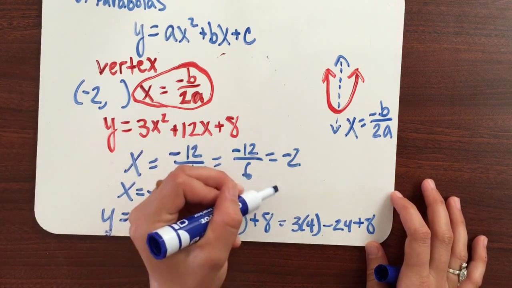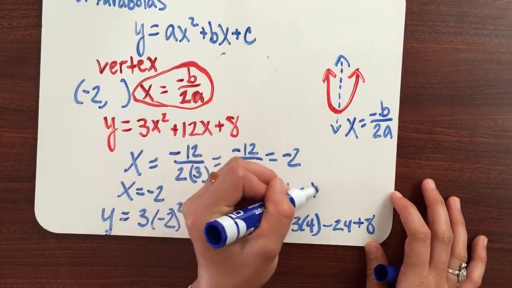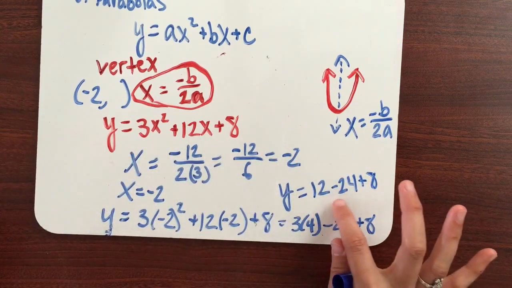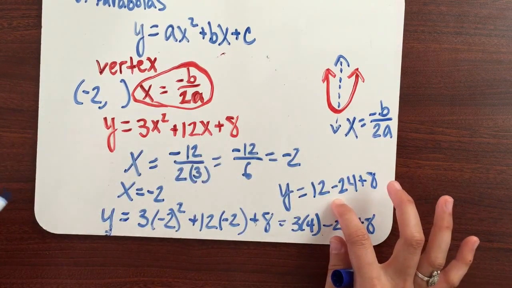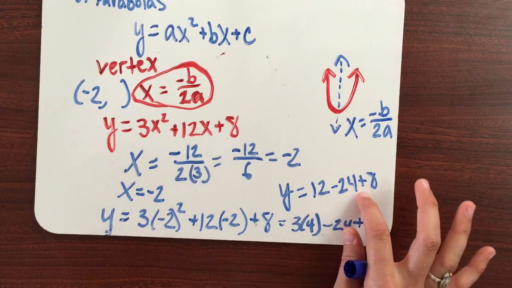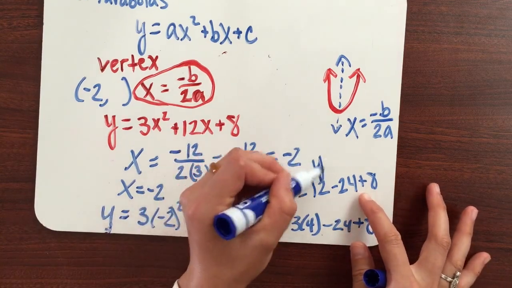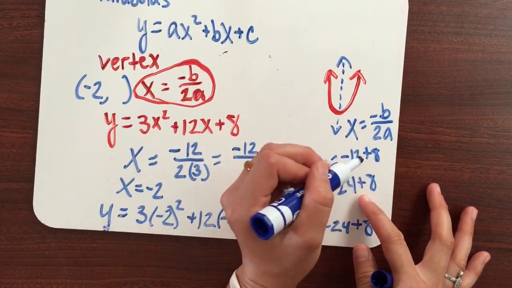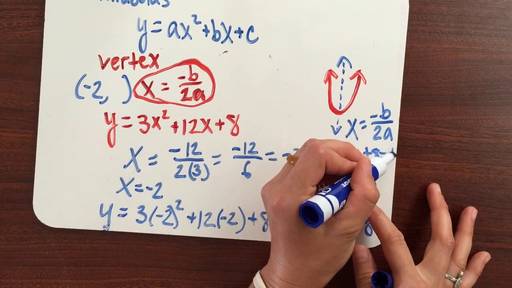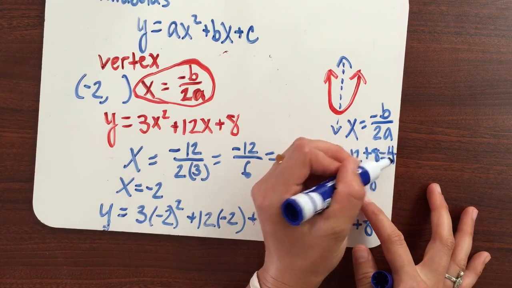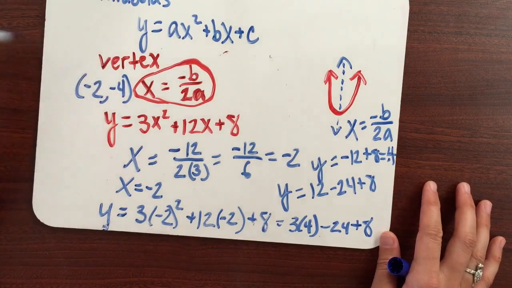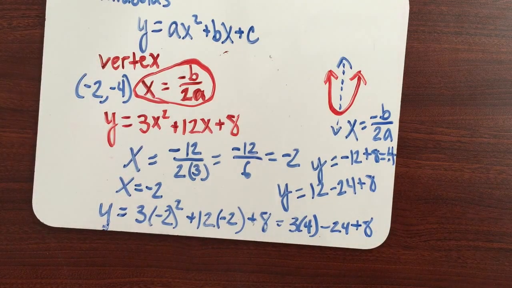And that's going to give us y equals 12 minus 24 plus 8. 12 minus 24 is a negative 12. A negative 12 plus 8 is going to be a negative 4. Okay, so we have our vertex at negative 2, negative 4. So now we can go ahead and plot that.